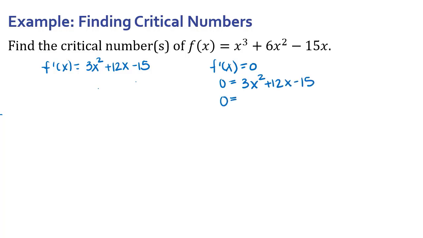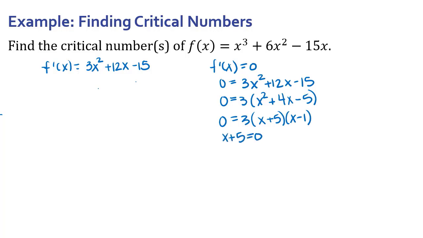So let's factor this out. I can factor a 3 out of each term and get 3 times the quantity x squared plus 4x minus 5, and then we can continue factoring this further into 3 times the quantity x plus 5 times the quantity x minus 1. So this means that this is going to equal 0 when x plus 5 equals 0 or x minus 1 equals 0. So at x equals -5 or at x equals 1. So this means the critical numbers of f of x are x equals -5 and x equals 1.